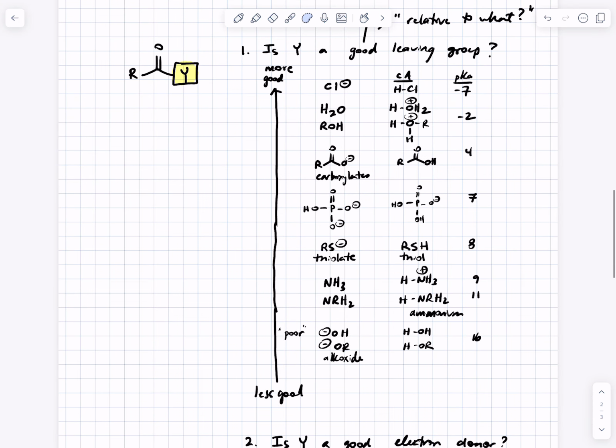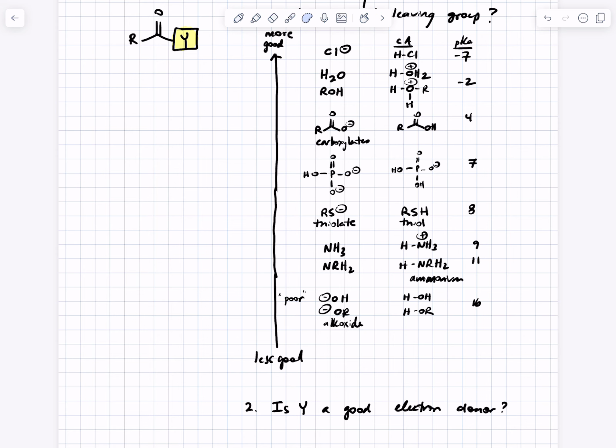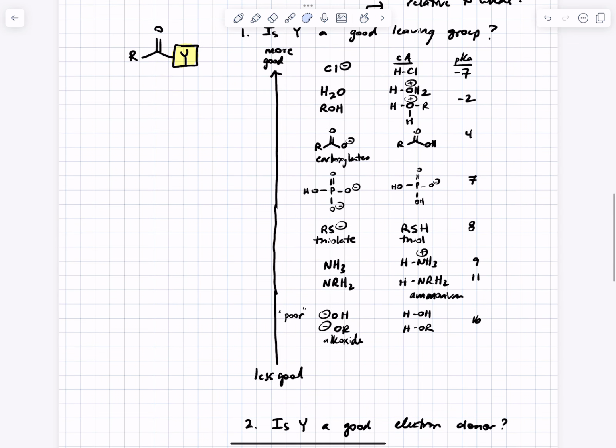So we've talked about what are good leaving groups. It turns out the question of whether something is a good electron donor is exactly the same as whether or not it's a good leaving group. The worst leaving groups are the better donors. The best leaving groups are the poorer electron donors. I'm going to add real briefly to this list the negatively charged nitrogen, whose conjugate acid is ammonia, the neutral amine, who has a pKa of like 38. That's a terrible leaving group, but a very good donor.